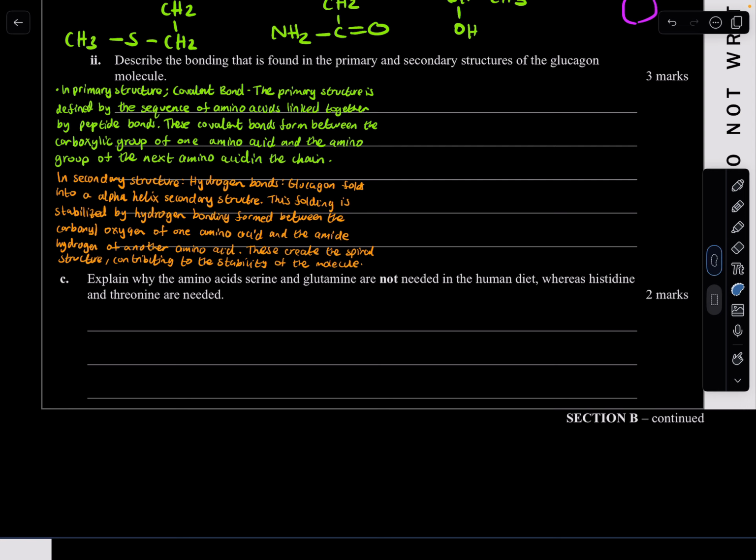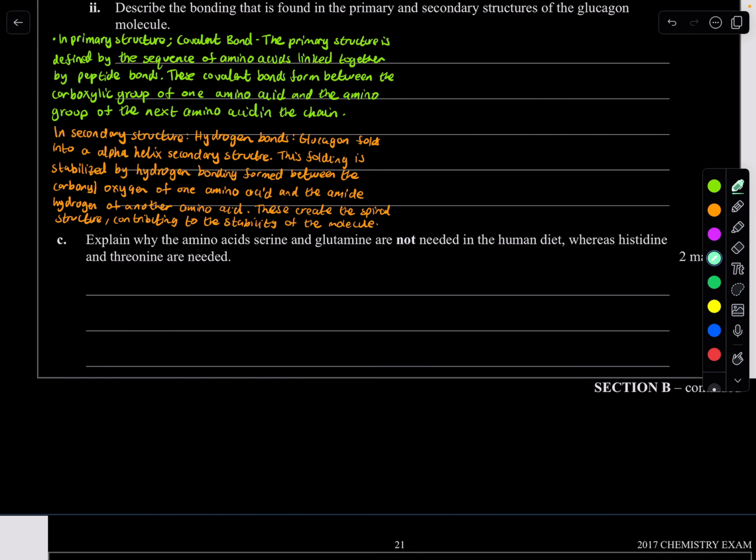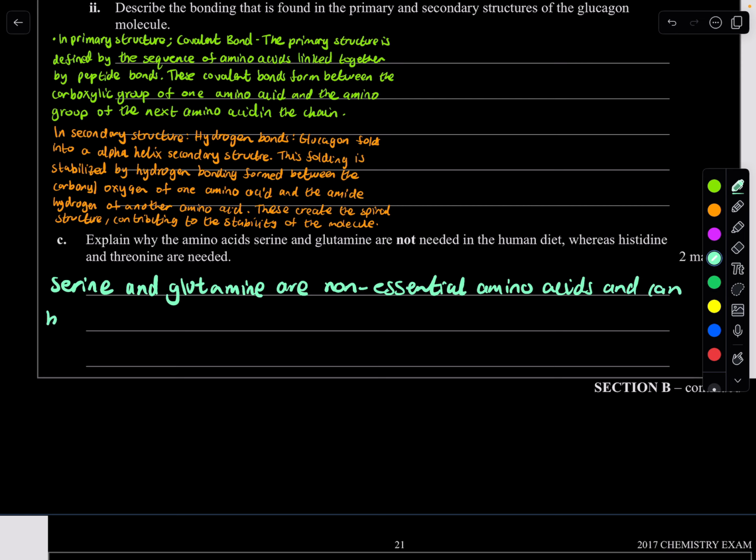Easy 2 marks, straight out. Nice and easy 2 marks. Let's write it. So we can say that serine and glutamine are non-essential amino acids and can be manufactured by the body.